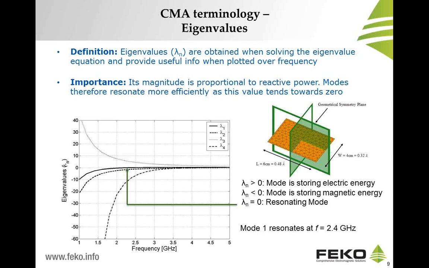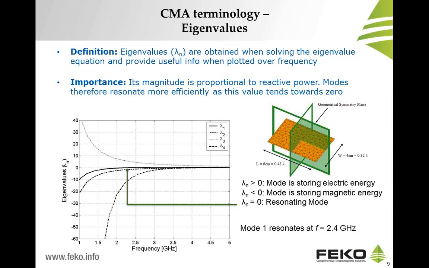The reason this is useful is because its magnitude is proportional to the reactive power. This in turn tells us that modes resonate more efficiently as the magnitude of the eigenvalue tends towards 0. But that's not all. Its sign also gives us some very interesting information. When the eigenvalue is larger than 0, this mode is essentially storing electric energy, or it is a capacitive type of mode. When it is smaller than 0, this mode is essentially storing magnetic energy, or it can be seen as an inductive type of mode. And as I mentioned, as it tends towards 0, this mode starts to resonate.